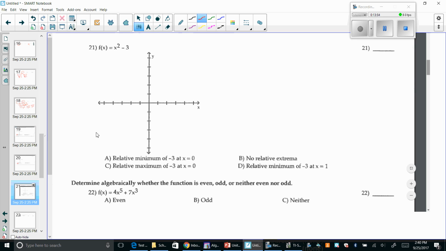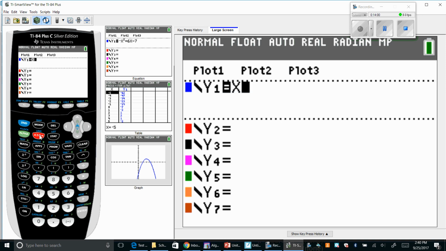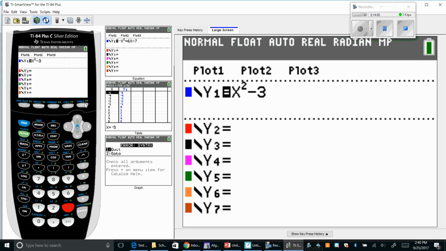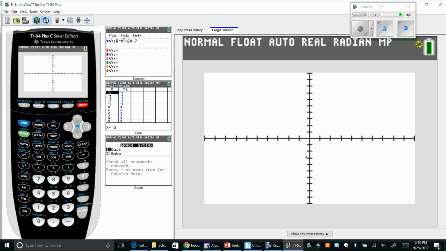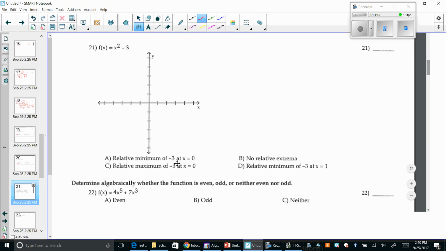All right, here we have x squared minus 3, so I would just type that in, y equals x squared minus 3, and graph that. I think I can eyeball this one. There appears to be a minimum of -3 when x is 0.